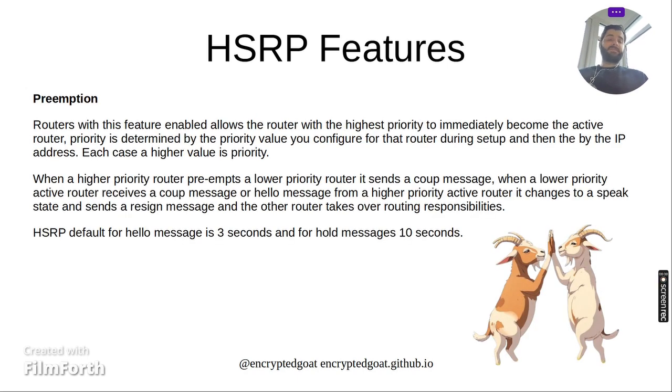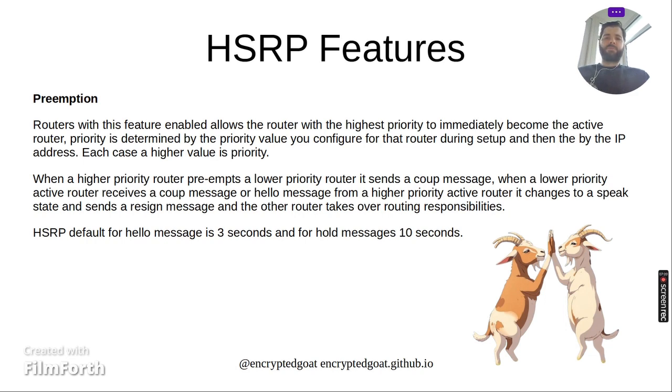The next feature, which is definitely a must to have enabled for it to be able to actually switch over, is preemption. With this feature enabled, it allows the router with the highest priority to immediately become the active router. Priority is determined by the priority value, which is set in the configuration. So during setup you can set the priority value. The higher value would be the router you want to be active, and the lower value would be the standby router. It also takes this by the IP address. So in each case, a higher value is priority on the network.